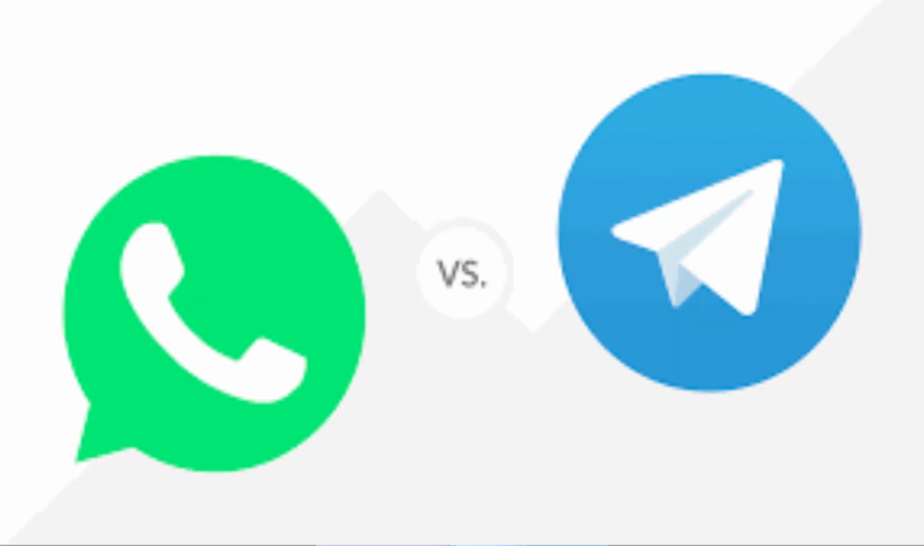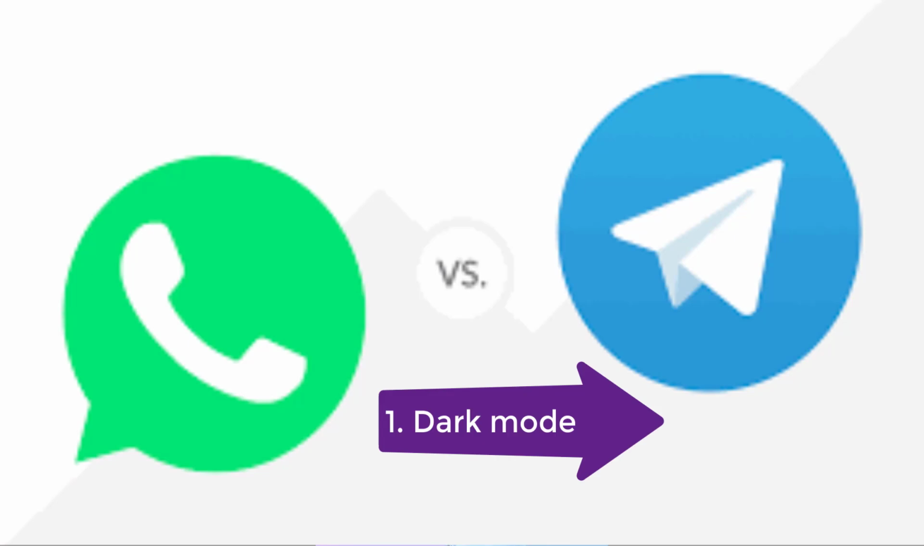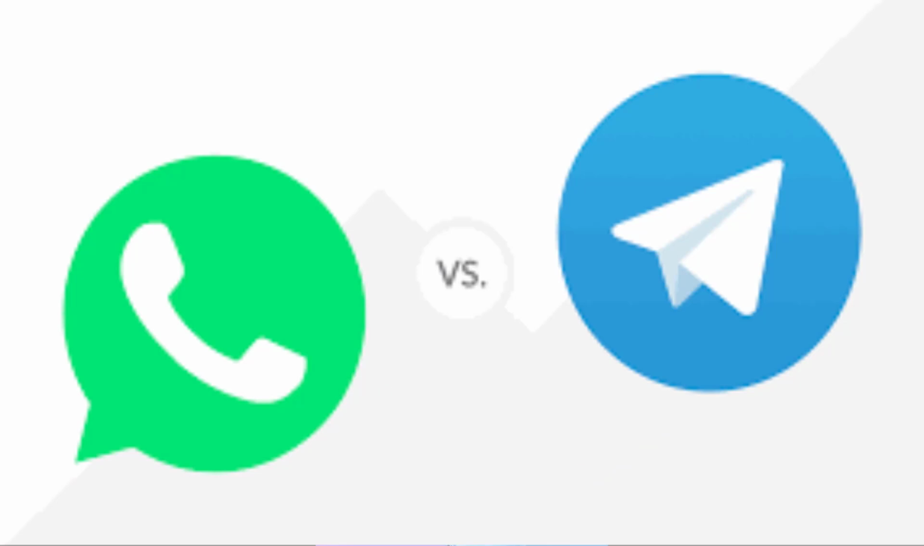So number one is the dark mode feature. Yes friends, Telegram has its dark mode feature and it works on almost all versions of Android, but WhatsApp also has this feature, but it doesn't work on all versions of Android, so it may be working on its upper version, but at least on my phone it's not available.